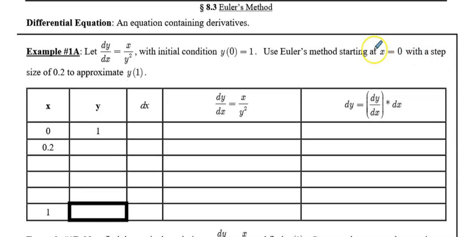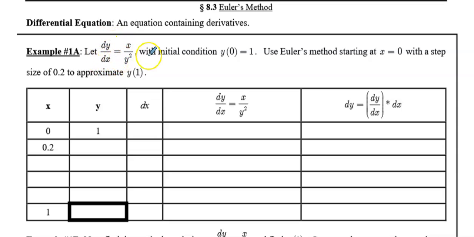Now, I will tell you right now that these are calculator questions. It is pretty tedious. I'm choosing an example that has a lot of work to it. Most of the time you do something that's much, much less than this, but I want you guys to get a good idea of what to do for Euler's method. This usually is going to be found in an FRQ.